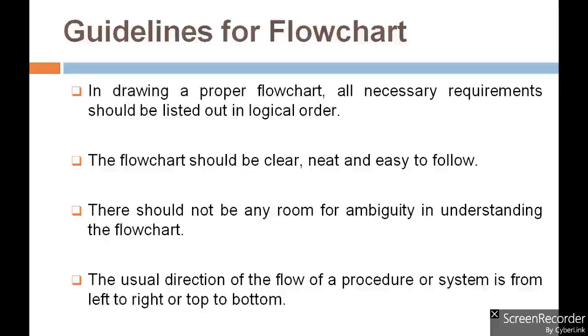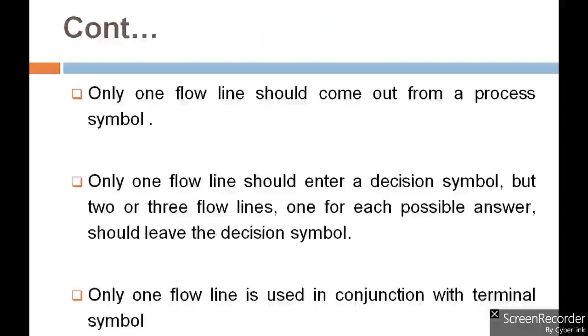Then the next point is the usual direction of the flow of a procedure or system is from left to right or from top to bottom. That means whenever we draw a flowchart, we should take into consideration that the direction of the flow should be from left to right or from top to bottom. Then only one flow line should come out from a process symbol. Yes, a process symbol can generate only one output line.